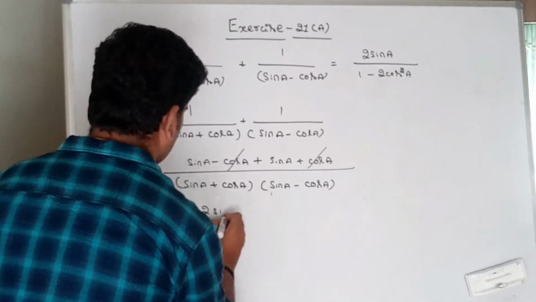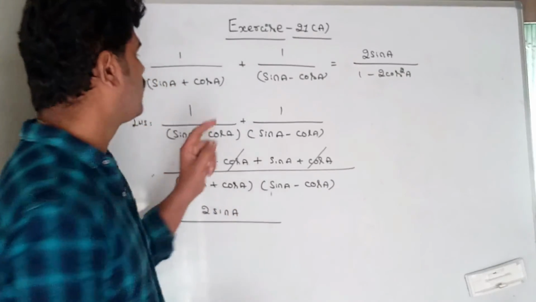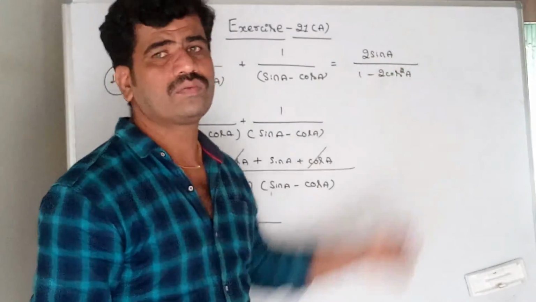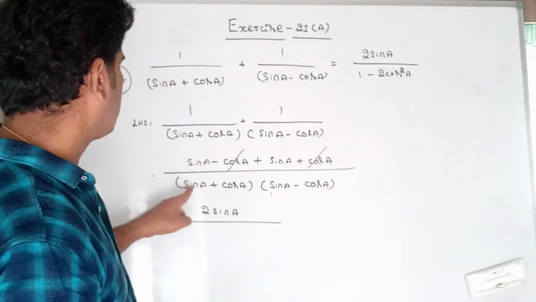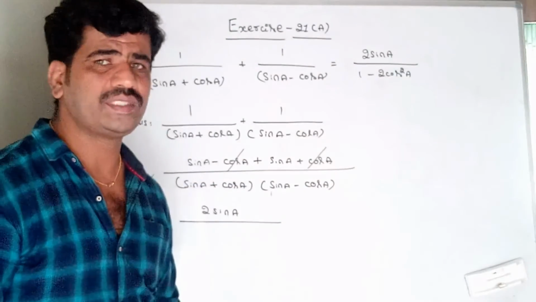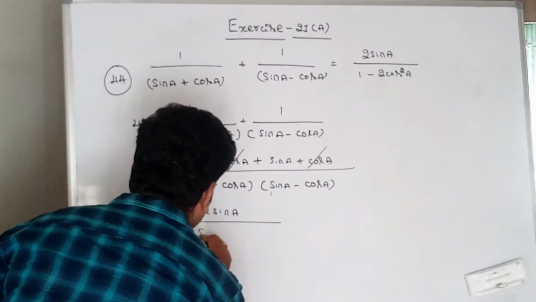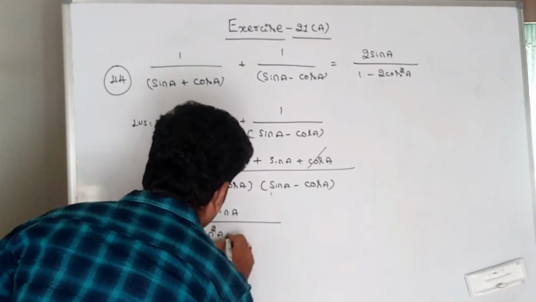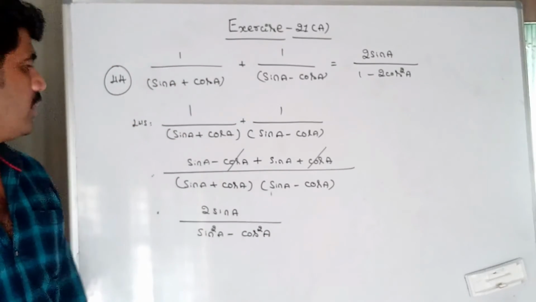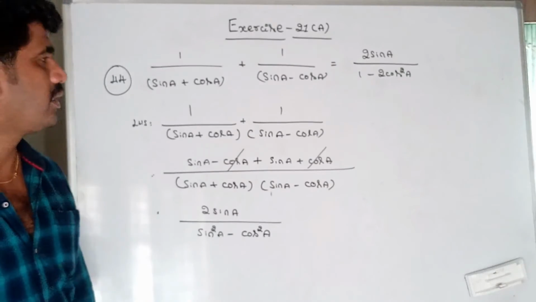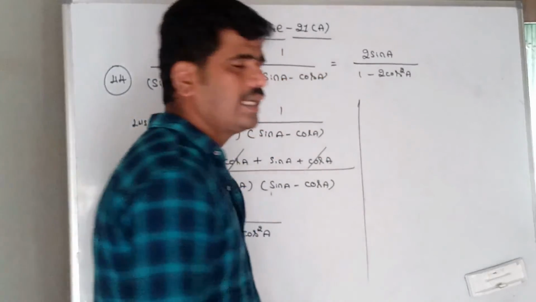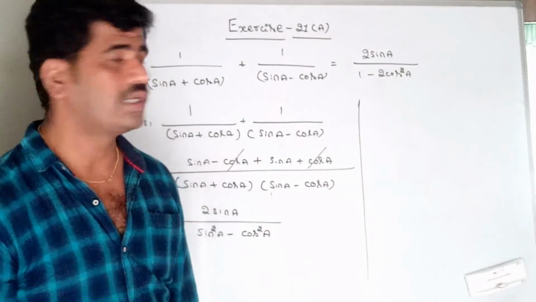2 into sin A divided by, see, we got the numerator answer. Now the denominator should be in terms of cos. So what do you have to do here? This is in the form of (A plus B) into (A minus B). You know that (A plus B)(A minus B) is equal to A squared minus B squared, that means sin square A minus cos square A. But we don't want sin square A, we need cos square A, so replace sin square A in terms of cos square A.